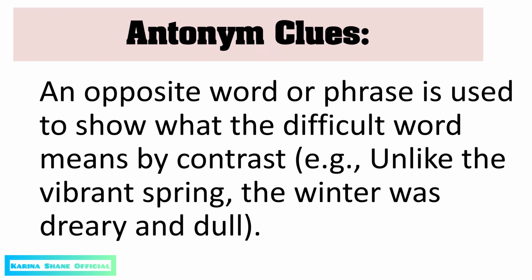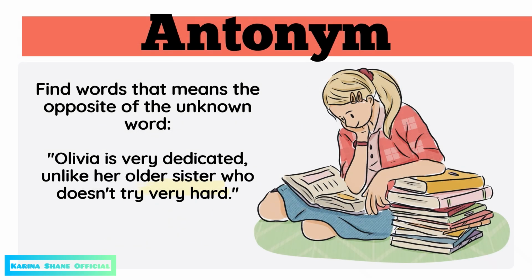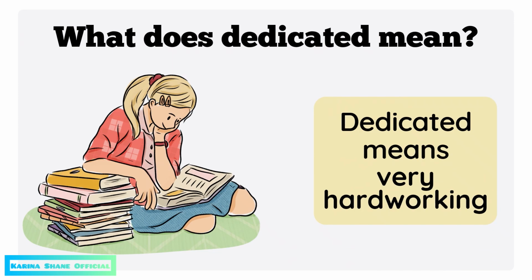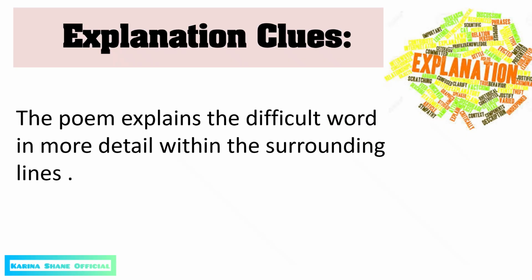Fourth, antonym clues. An opposite word or phrase is used to show what a difficult word means by contrast. Find words that means the opposite of the unknown word. Example, Olivia is very dedicated unlike her older sister who doesn't try very hard. What do you think is the meaning of dedicated? Dedicated means very hardworking, which is the opposite of doesn't try very hard. And the last type of context clues is explanation clues.